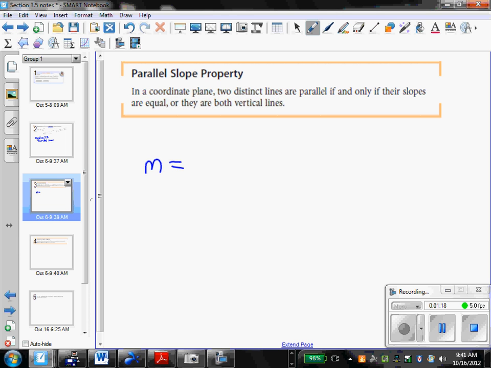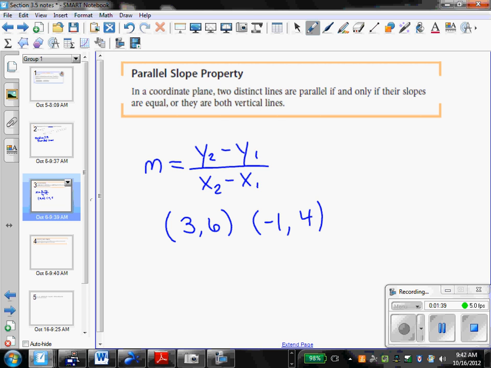We denote slope with the letter m, and to find slope we take the second y coordinate minus the first y coordinate over the second x coordinate minus the first x coordinate. So let's apply that to a problem and just practice. If I give you the coordinates (3, 6) and (-1, 4), and ask you to find the slope between them, we'll call 3 x1 and -1 x2. We'll call 6 y1 and 4 y2.